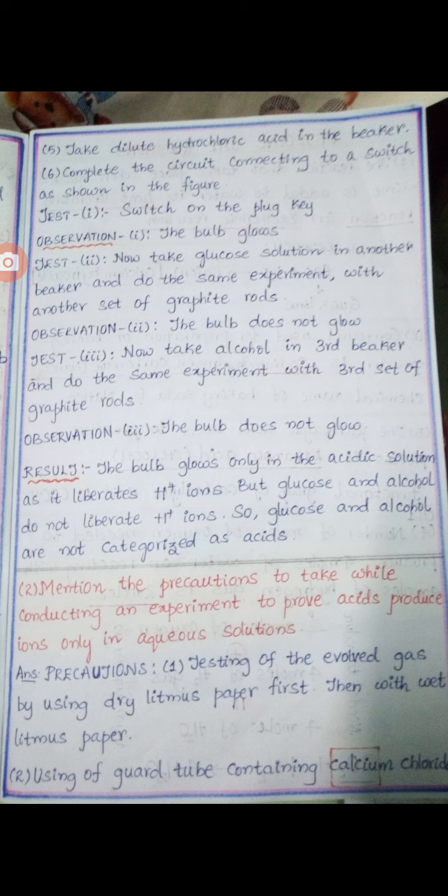So, as you already see here, students, the bulb glows only in case of hydrochloric acid, whereas the bulb does not glow in case of glucose and alcoholic solutions because H plus ions are not liberated here in case of glucose and alcohol. Now with this, the experiment part is completed, students. Move on to the second question.